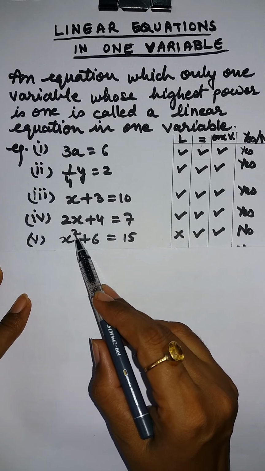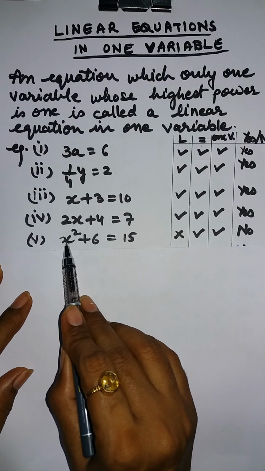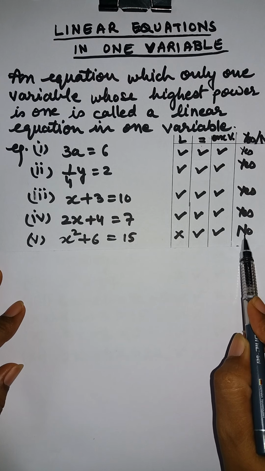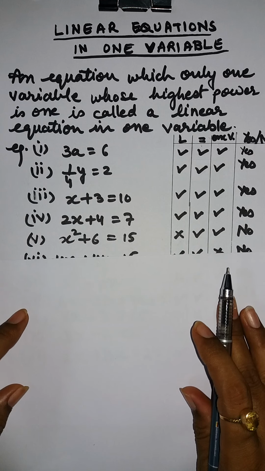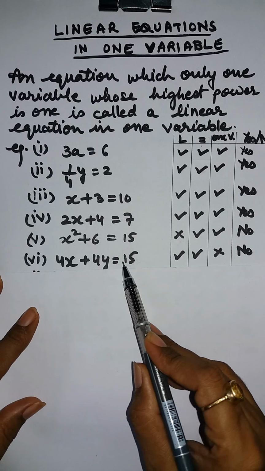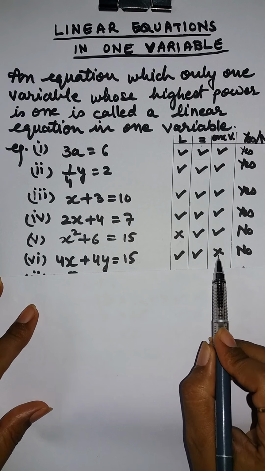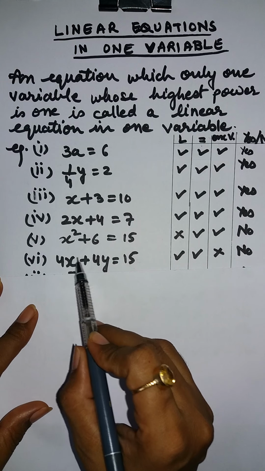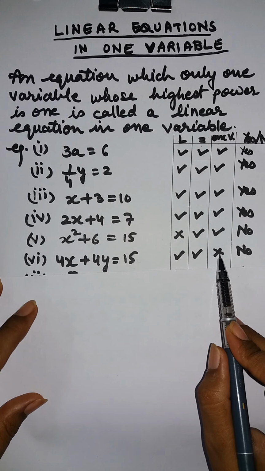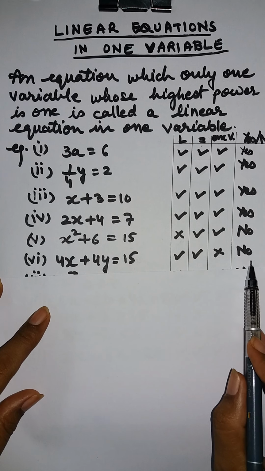Next example, x square, equal to sign is there. One variable is there, but the highest power is not 1, it is 2. Therefore, it is not a linear equation in one variable. 4x plus 4y is equal to 15. Here, x and y, two variables are there. Equal to sign is there. Highest power is 1, but variables are 2. So, it is a linear equation in two variables, not in one variable.